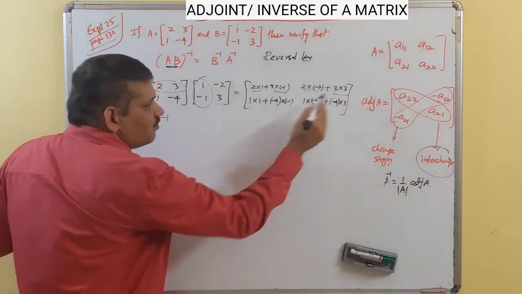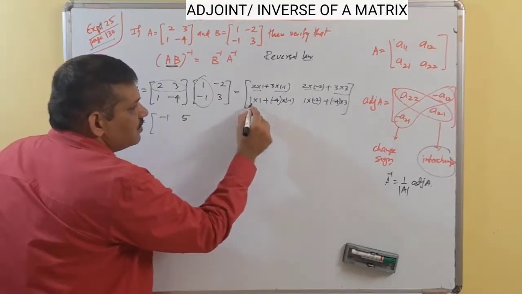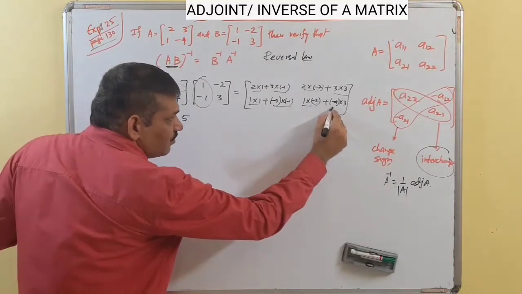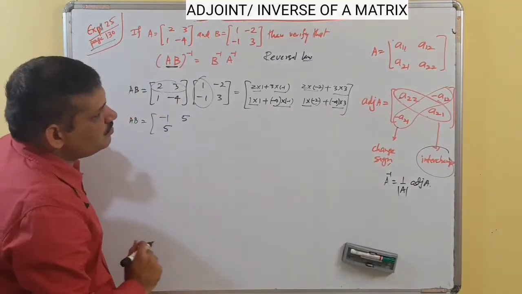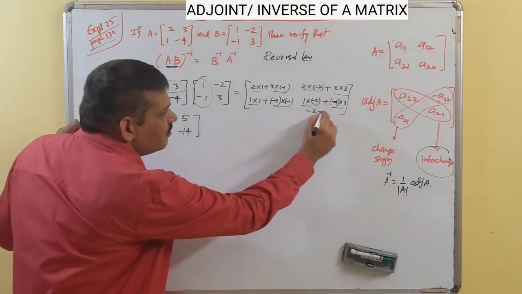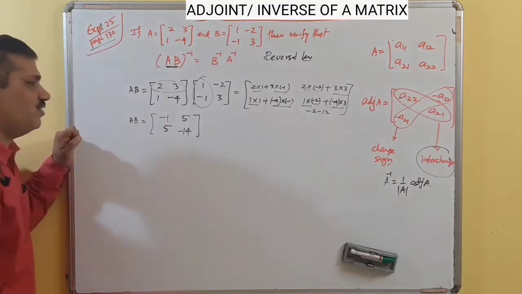This is minus 4 plus 9, which is 5. This is 1 plus 4, which is 5. This is minus 2 minus 12, that is minus 14.